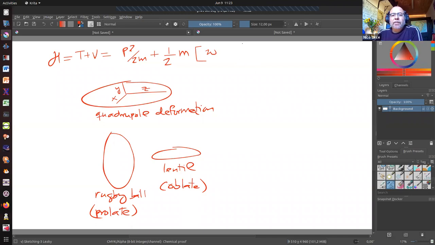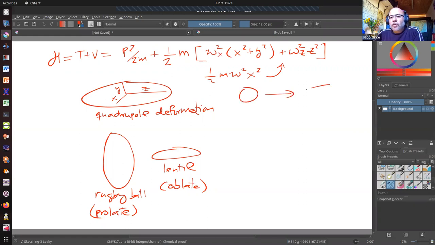So then this Hamiltonian, we're going to have the same frequency for x and y, because they are going to be the same. So we are going to call this omega perpendicular squared times x squared plus y squared, plus omega z squared times z squared. This is going to be our new Hamiltonian, where we have moved from the 1/2 m omega squared r squared to... we have moved from spherical to deformed shapes, right? To a quadrupole deformed shape.